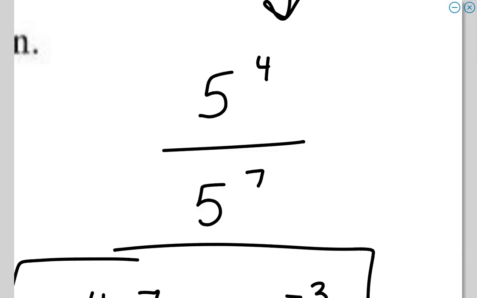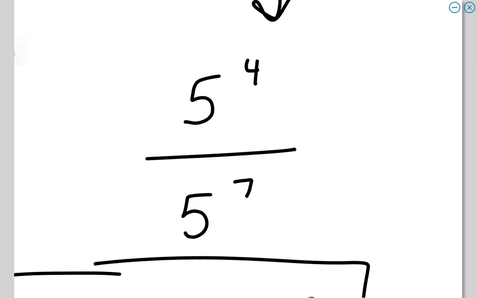Think about this as a fight. Who's going to win that fight? 5 to the 7 or 5 to the 4? Who's tougher? And by how much? So you leave 3 in the bottom.